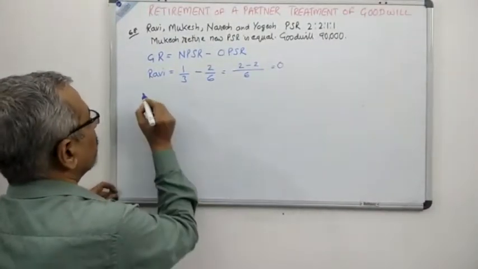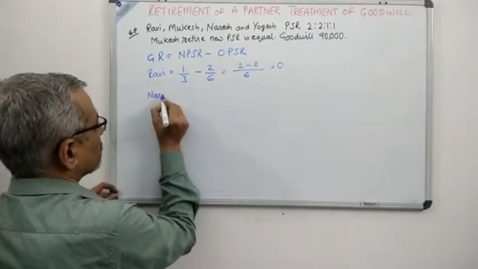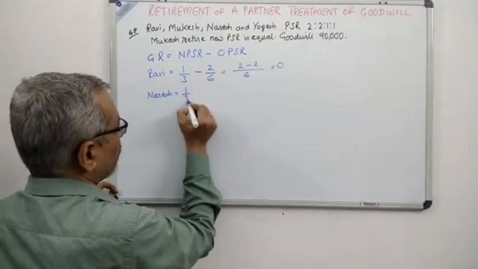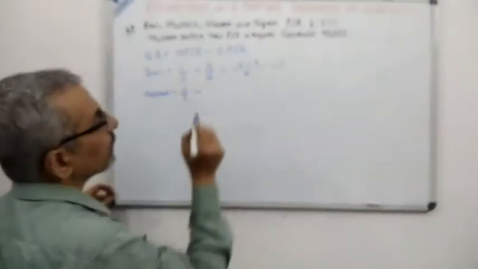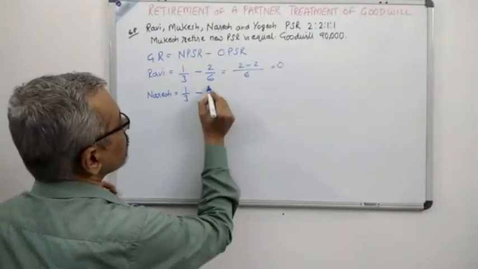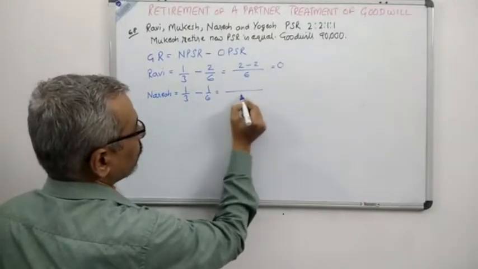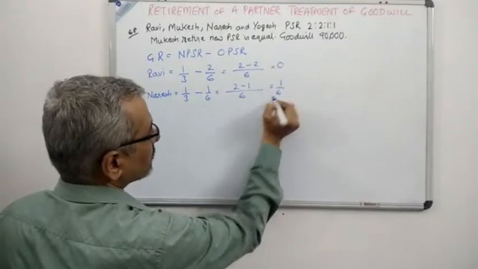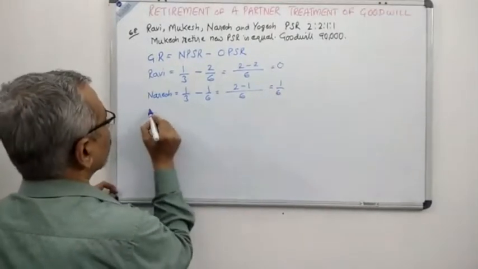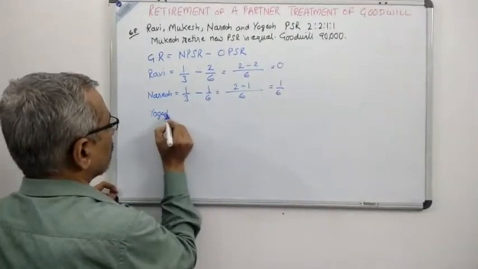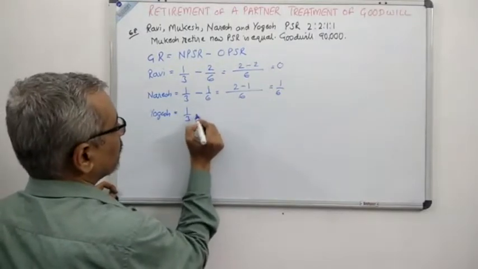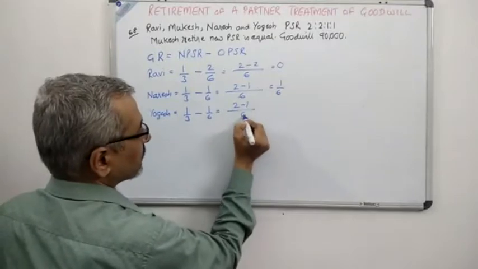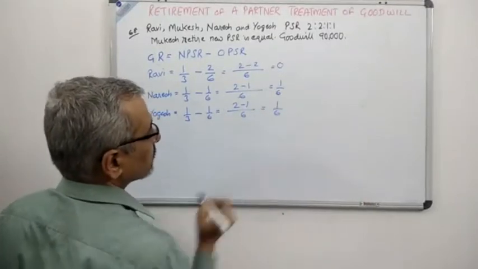Now let us move on to Naresh. What was the share of Naresh? 1/3, this is the new share. And what was the old share of Naresh? 1/6. So the LCM is 6, and 2 minus 1 is 1/6. Now let us move on to Yogesh. It is 1/3 minus 1/6, so 2 minus 1 is 1/6. Here it is also 1/6.